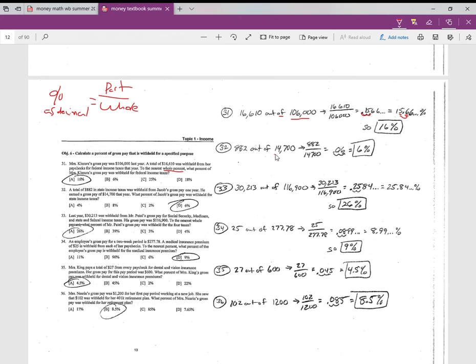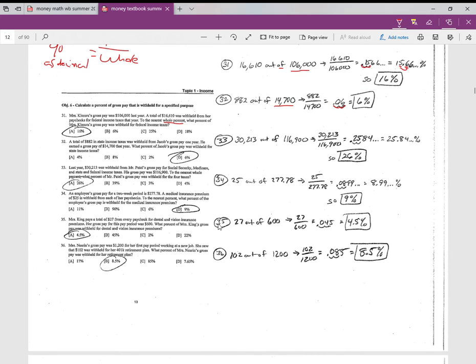So after the word of is the whole, so that goes in the bottom. Go 882 divided by 14,700 gives you 0.06. Again, you always move it twice, 1, 2, and that gives you 6%. So as you can see, the next 4 problems here, everything's exactly the same. Read through the problem, figure out how much is withheld out of how much gross pay, divide, move the decimal twice, and then round.